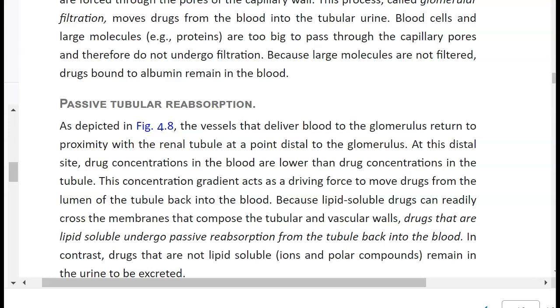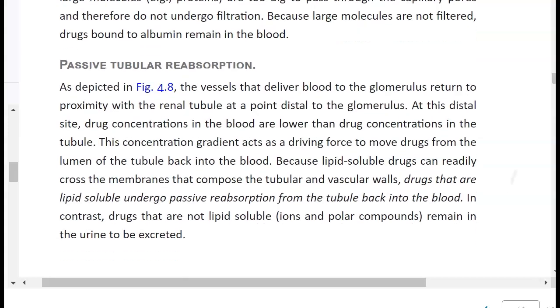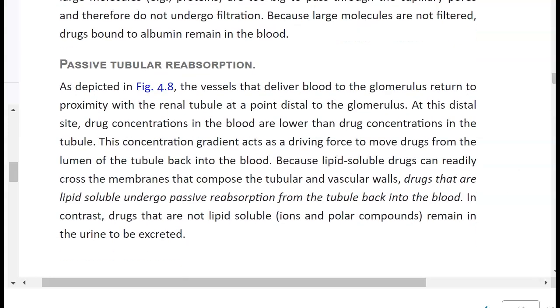Passive tubular reabsorption. The vessels that deliver the blood into the glomerulus return to the proximity within the renal tubule at the point distal to the glomerulus. This is getting very technical. What we're trying to say here is that drugs that are lipid soluble undergo passive reabsorption from the tubule back into the blood. If you have drugs that are not lipid soluble, they will remain in the urine to be excreted.